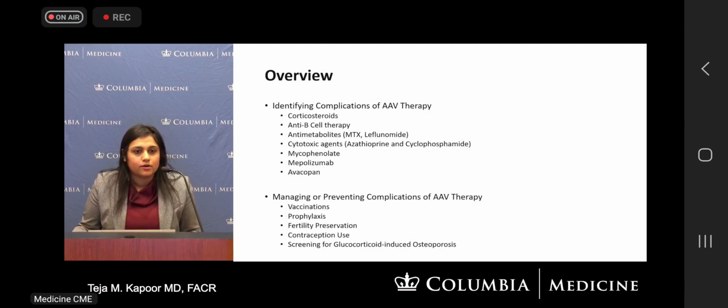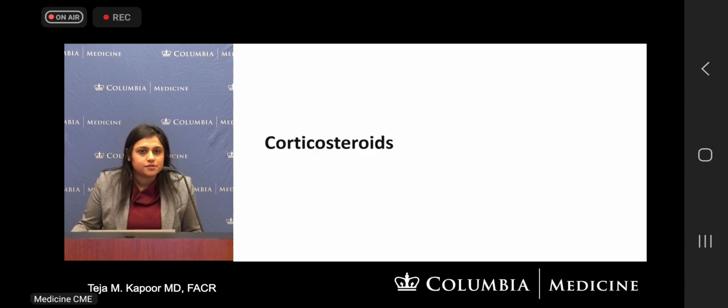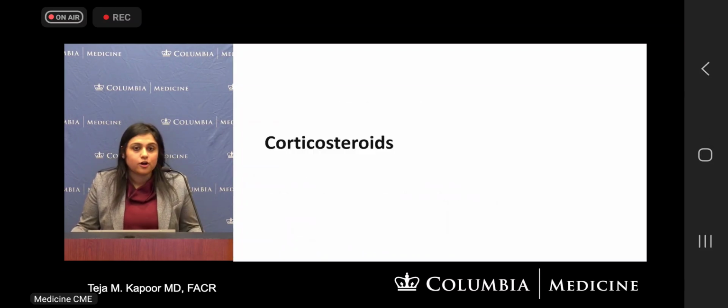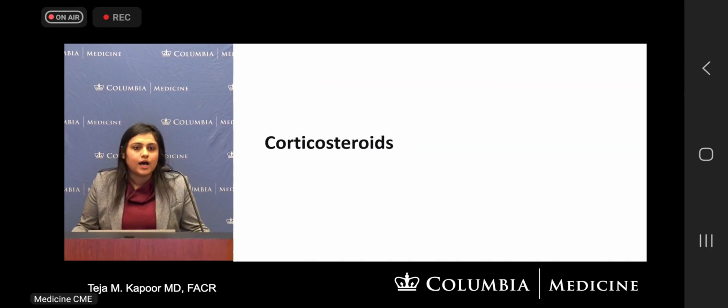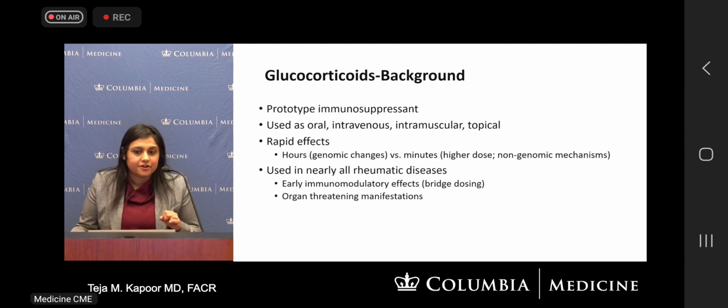So I'd like to talk then about vaccinations. We'll talk about prophylaxis, fertility preservation, contraceptive use, and screening for glucocorticoid-induced osteoporosis. So starting off with identifying complications, I actually want to start off with glucocorticoids, so these are obviously very, very widely used in medicine overall.